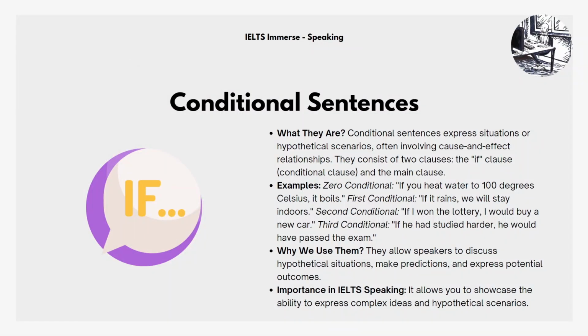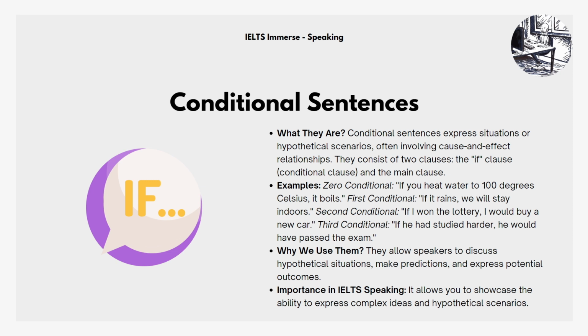Well done. Now, let's discuss conditional sentences. Conditional sentences express situations or hypothetical scenarios. Hypothetical, very important word when describing conditional. They're not real scenarios. They're just possibilities of things that could happen or things in the past that could have happened, but not necessarily they did. They involve a cause and effect relationship.